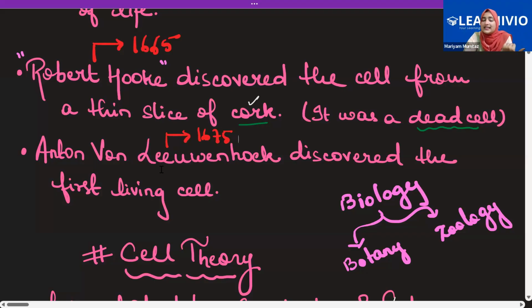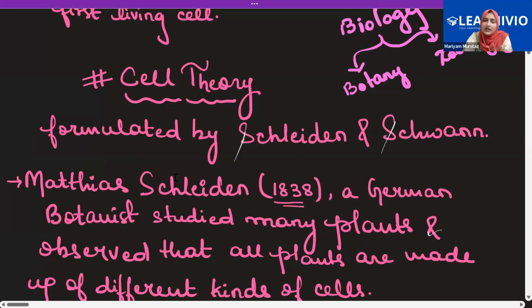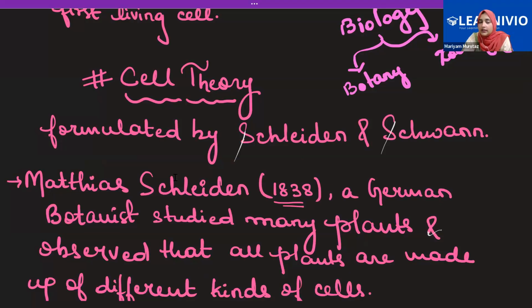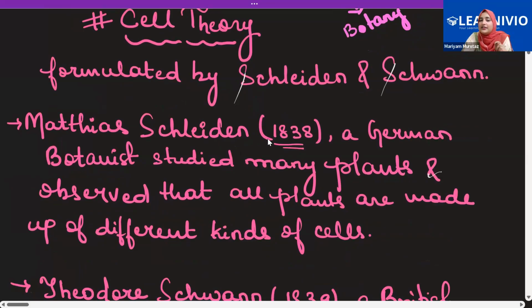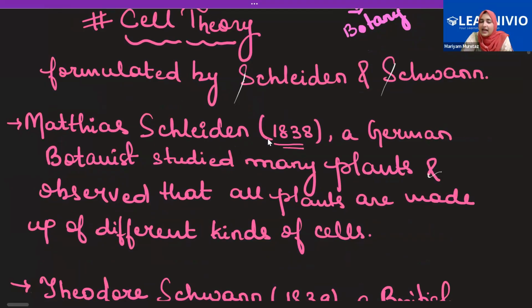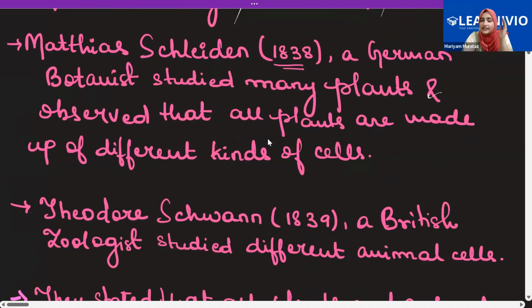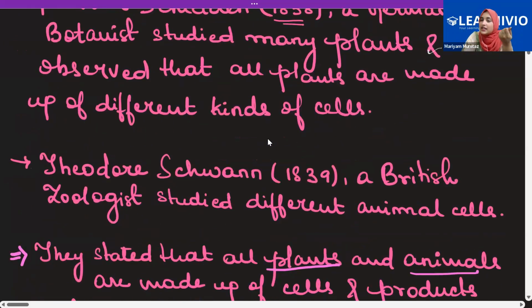So whenever anyone asks you who gave the cell theory, you'd say Schleiden and Schwann gave the cell theory. Matthias Schleiden, in the year 1838, was a German botanist. He studied many plants and came to the conclusion that all plants are made up of cells, like the building blocks of plants are the cells. Around the same time, Theodor Schwann, who was a zoologist, was studying animals and came to the same conclusion.